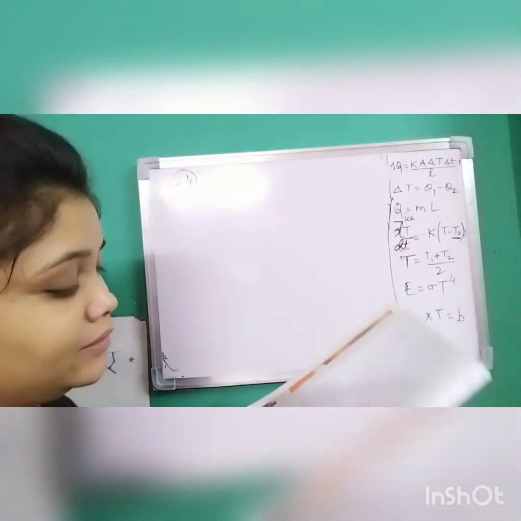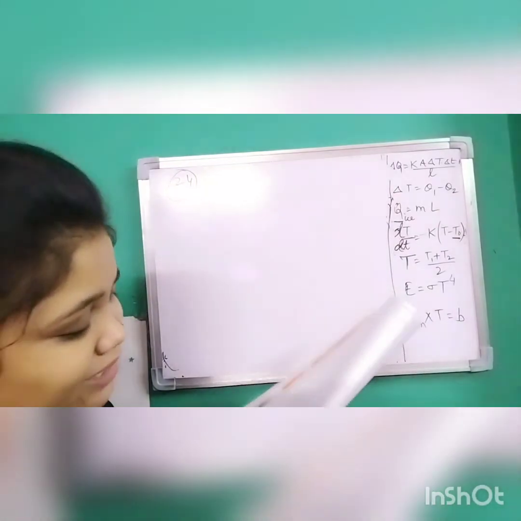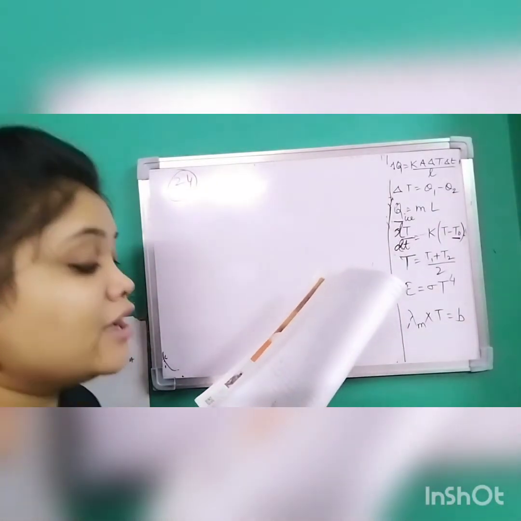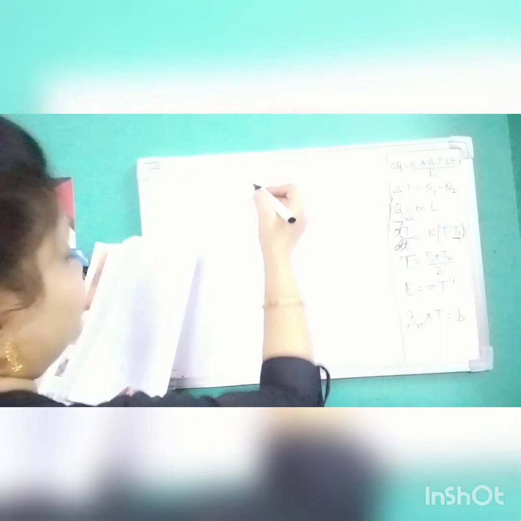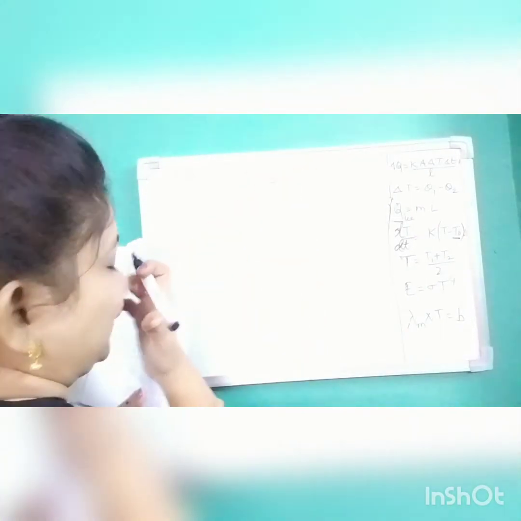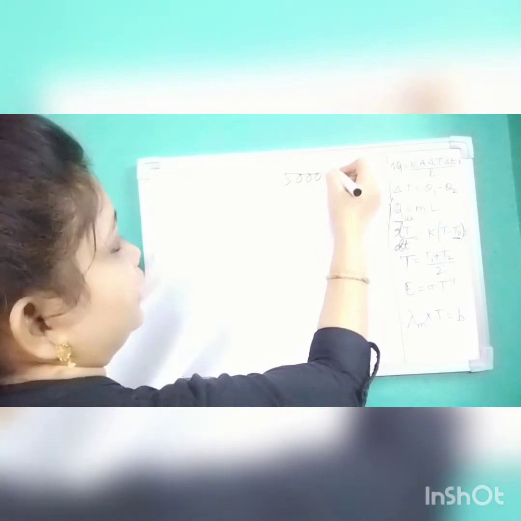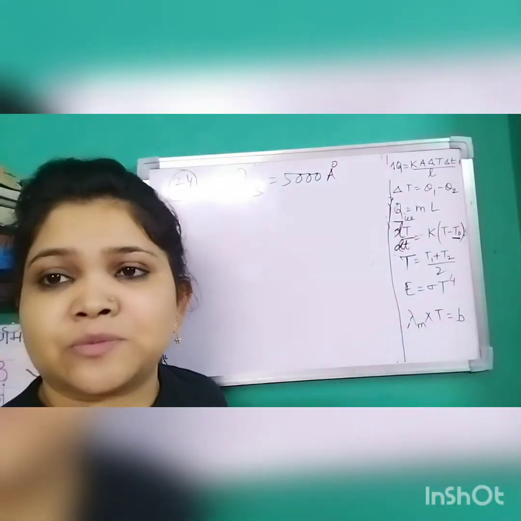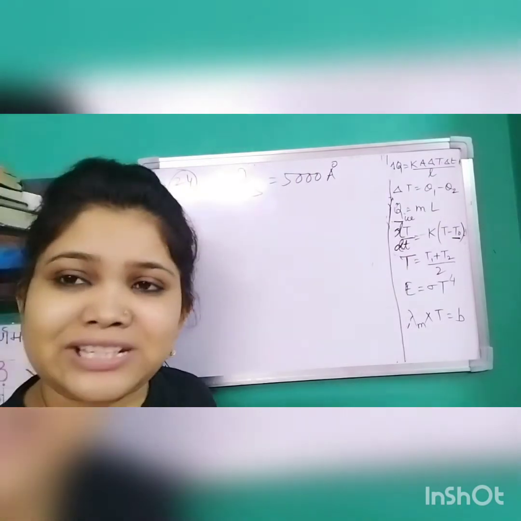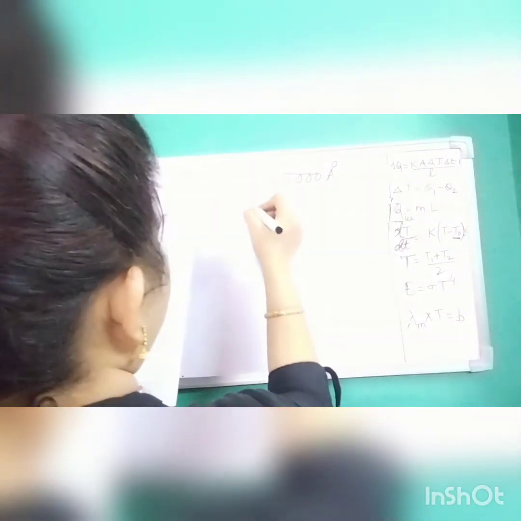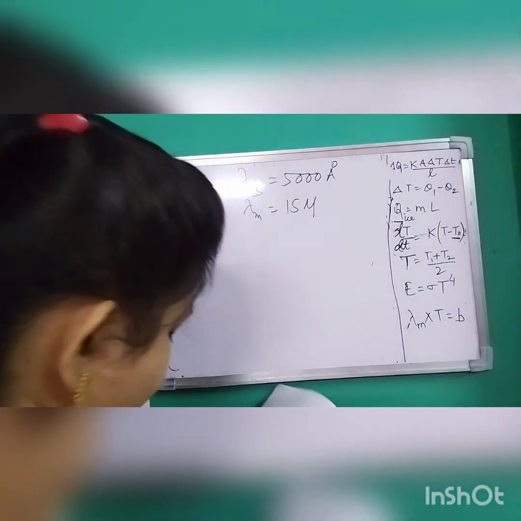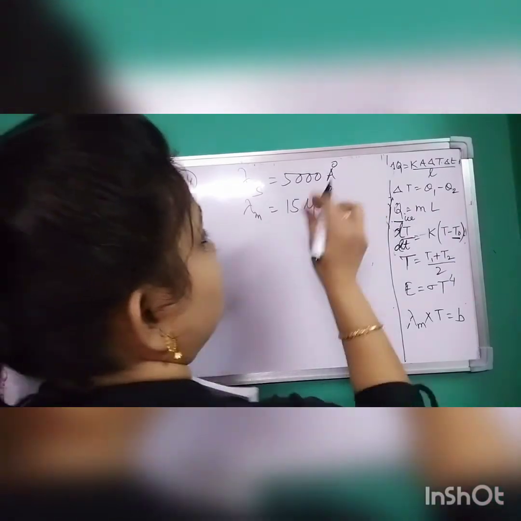What is the 24th sum telling? The sun and the moon emit maximum radiation at 5,000 angstrom and 15 micro angstrom respectively. That means the lambda of the sun is 5,000 angstrom. Now remember students, 1 angstrom is 10 to the power of minus 10 meter. And the moon is radiating 15 micro angstrom. It's given micro angstrom, yes.